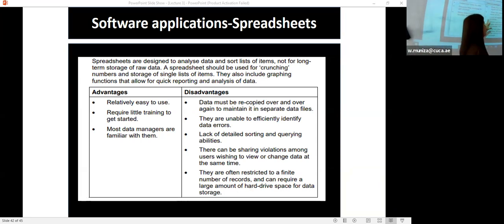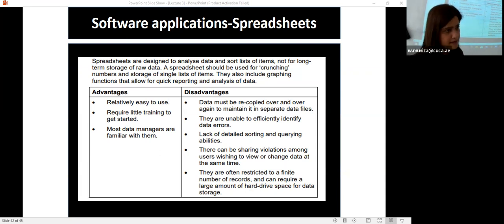Lack of detailed sorting and querying abilities. So it gives us the basic advantage of sorting the data, but if we have to do anything in detail, detailed sorting is not present in the case of spreadsheets.